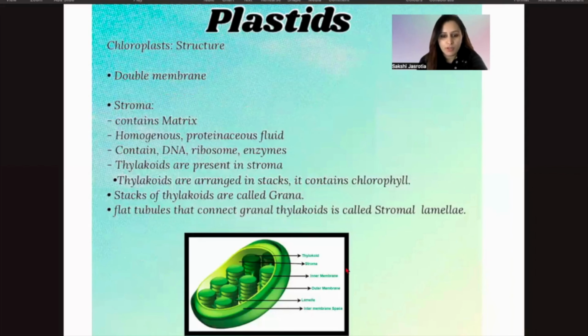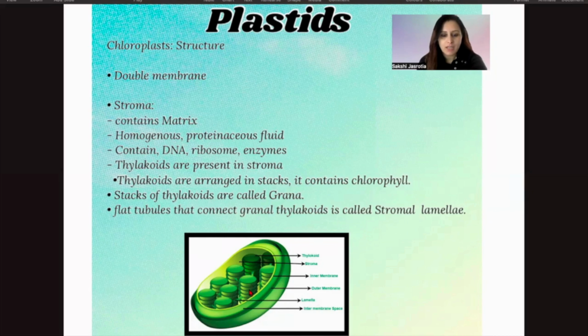Talking about the structure, what is the structure of the plastids like? Now, it is a double membrane structure, as we can see here in the diagram. There are two membranes present. The stroma contains the matrix inside, this one, the homogeneous proteinaceous fluid present inside here. It contains DNA, ribosomes, and various enzymes. Now, thylakoids are present in the stroma.